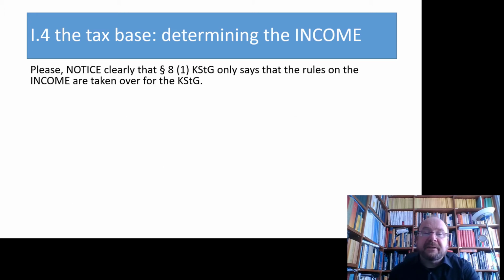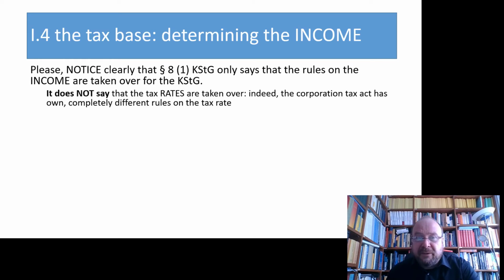Some things should be clearly noted by you. Notice please clearly that 8.1 only says that the rules on the determination of the income are taken over to the KStG. You know that with legal stuff you always have to read what can be read there, and you always have to read what is not written there too. What is not written there is that also the tax tariff is taken over. No, the rates are not taken over. The determination of the income is mentioned, but not the determination of the tax tariff.